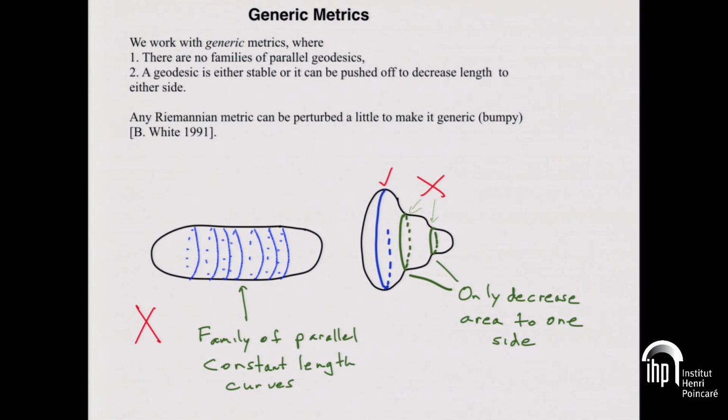Now I want to actually state a theorem about these geodesics, so we have to make some assumption about the metric. We want to use a generic metric, and what that means is that you don't have some nasty behavior. For example, in a general smooth metric, you may have a cylinder piece inside a surface where you see a whole family of parallel geodesics. A flat cylinder has infinitely many parallel flat geodesics.